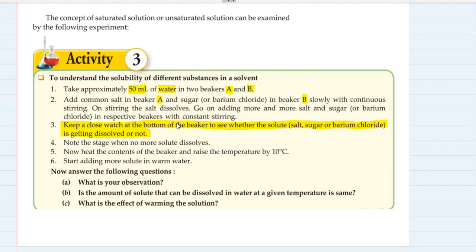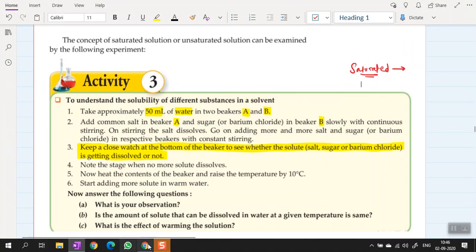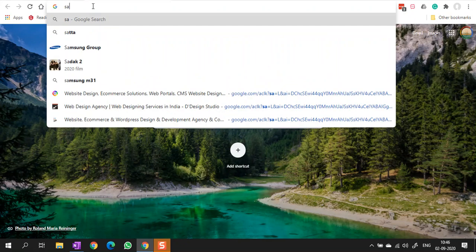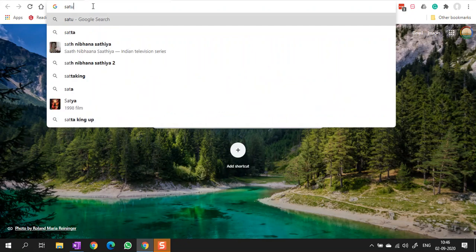Actually, if you see the word saturated closely, this word saturated means, if you see its dictionary meaning, I'll show you the dictionary meaning, because if I give you the meaning, I will give you the common meaning of this term. Let's see the dictionary meaning.